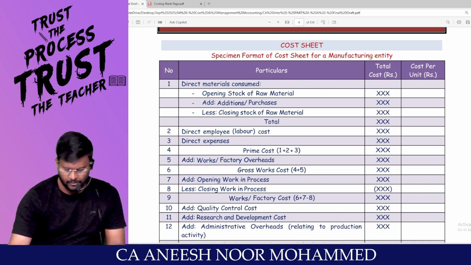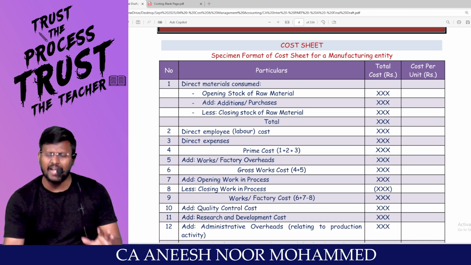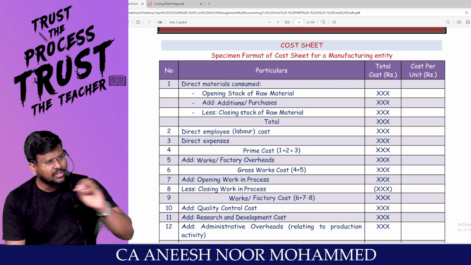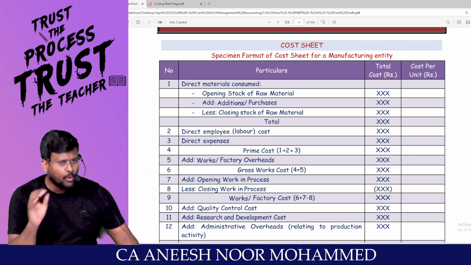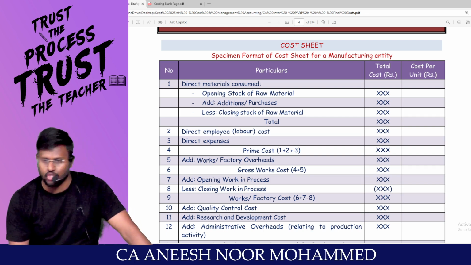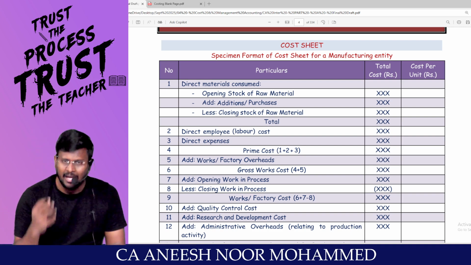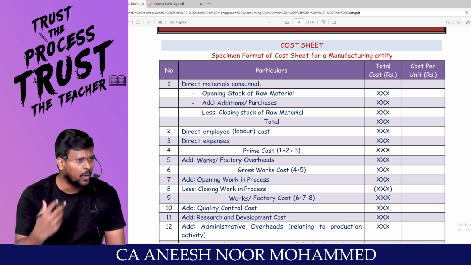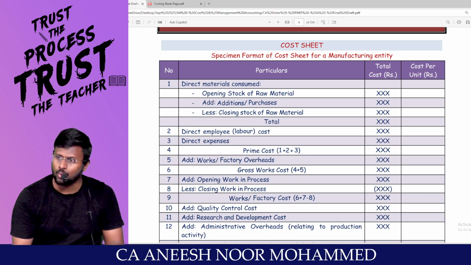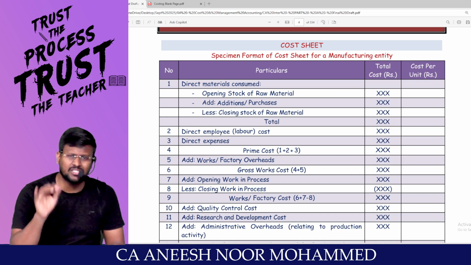The subject itself is costing. Costing means I will be incurring a lot of expenses, correct? Whatever expenses I am incurring, I am going to write in a sheet as a statement called the cost sheet. What is the idea of preparation of a cost sheet? As a manufacturer, I want to know what is the total cost I have incurred. So first of all, I should know what are the costs I will incur.